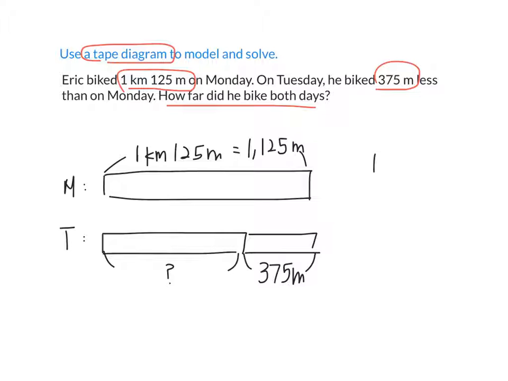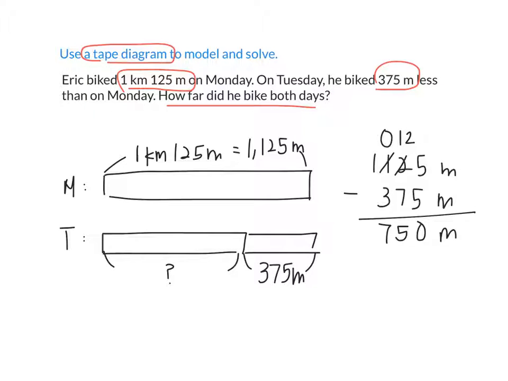I could do 1,125 meters minus 375 meters, can't I? Can I? Yes, I can. Go ahead and do that math. Give me a thumbs up if you also found that he biked, instead of now question mark, we now know that he biked 750 meters on Tuesday. Give me a thumbs up if you got the same answer as me.